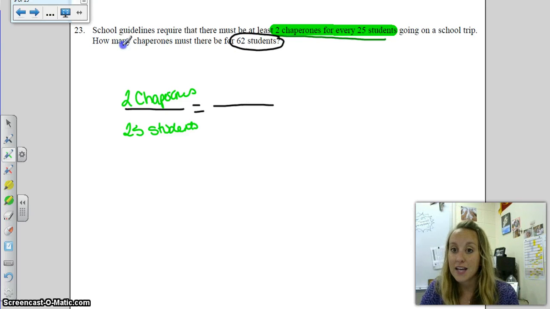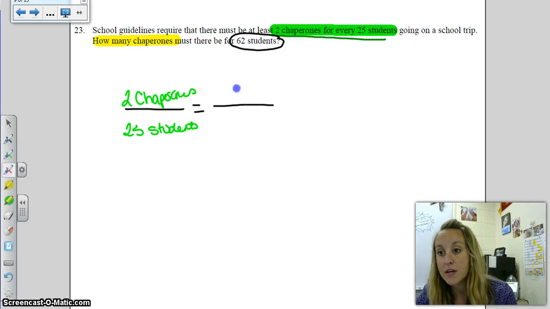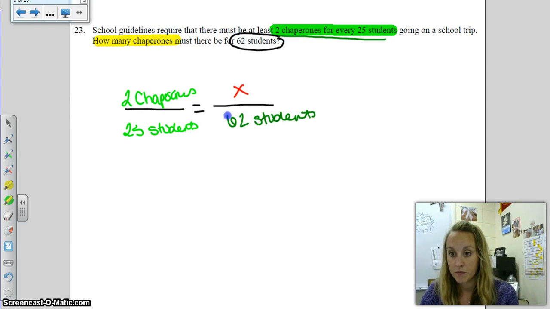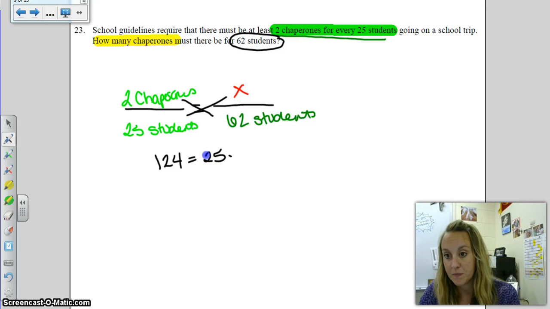Now, it's asking how many chaperones. So where do you think we put the X? On top. So we're looking for chaperones. Then we have the 62 students on bottom. And we just cross multiply. 2 times 62 is 124. That equals 25 times X, which is 25X.